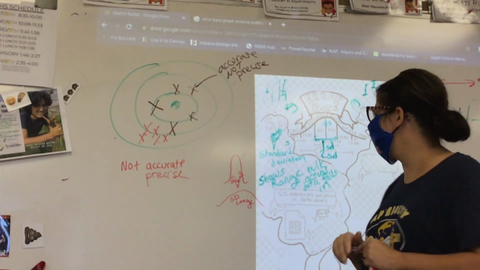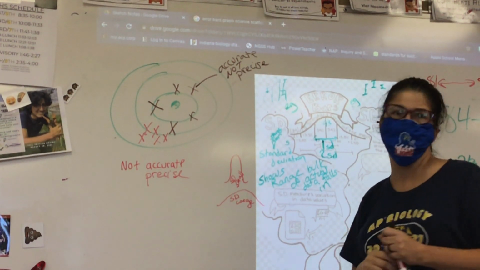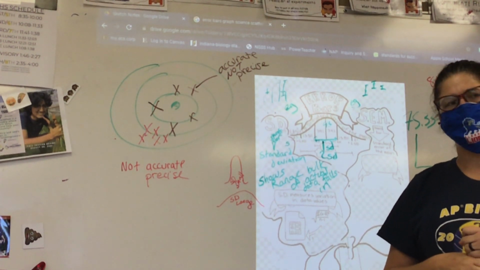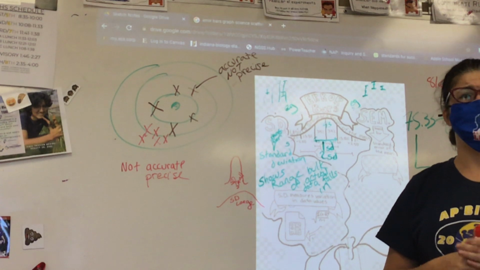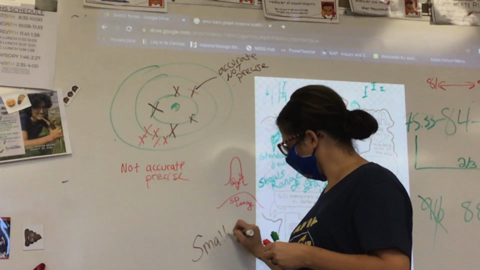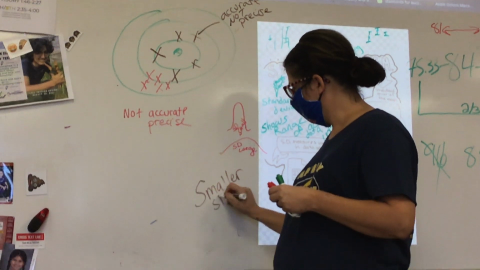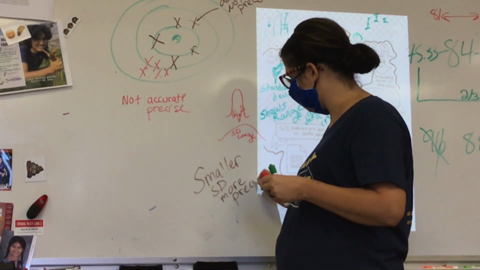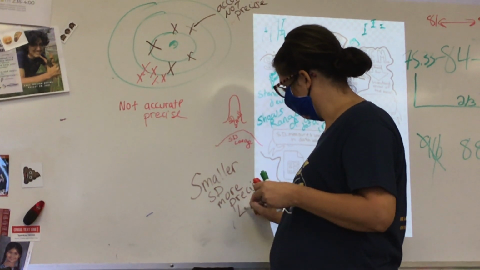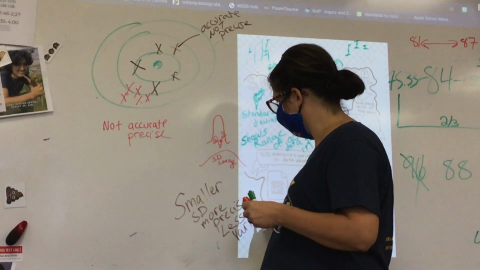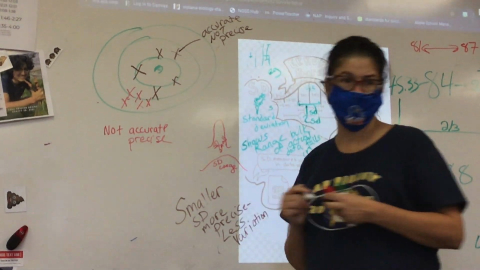Standard deviation cannot tell us necessarily how accurate it is, but it's telling us how precise. So the smaller the standard deviation, the more precise our measurements. Less variation. I don't know if I'm spelling precise right or not. Okay, less variation.